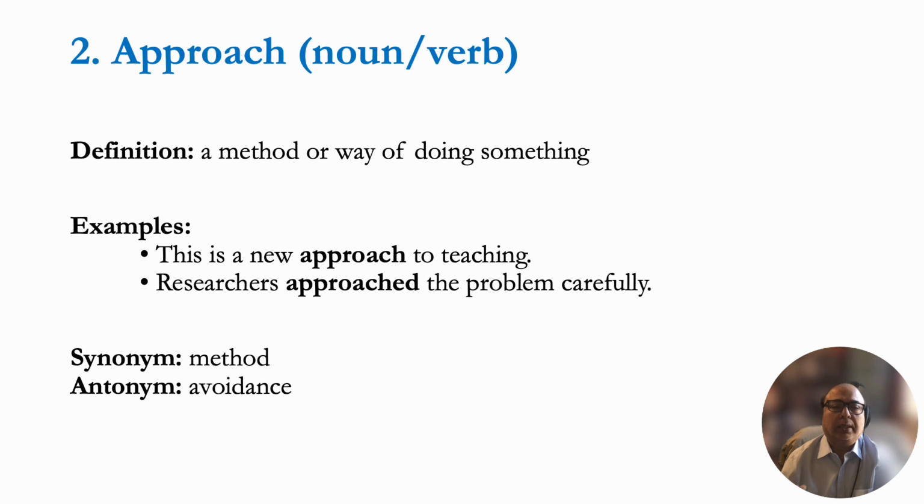The second word is approach. It could be used as a noun or as a verb. And approach means a method or way of doing something. We all have our own ways of doing things. The examples are, this is a new approach to teaching, or researchers approached the problem carefully. A synonym is method, and an antonym is avoidance. Approach, the opposite is avoidance.